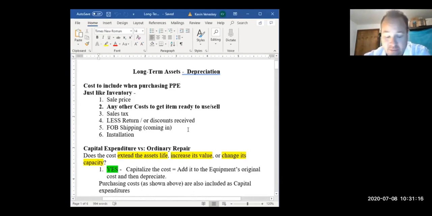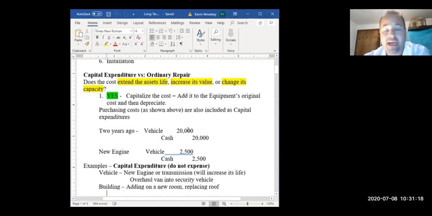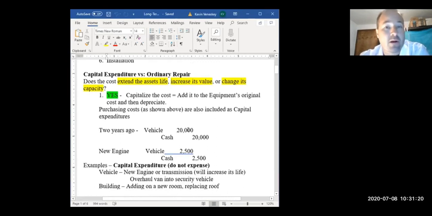So then the next question is, what actually counts if you have to repair an asset? Do we count it as a normal repair expense that's just expensed for that year? Or if it's a big item for the car, or whatever it is you bought, do we need to add it into the car?